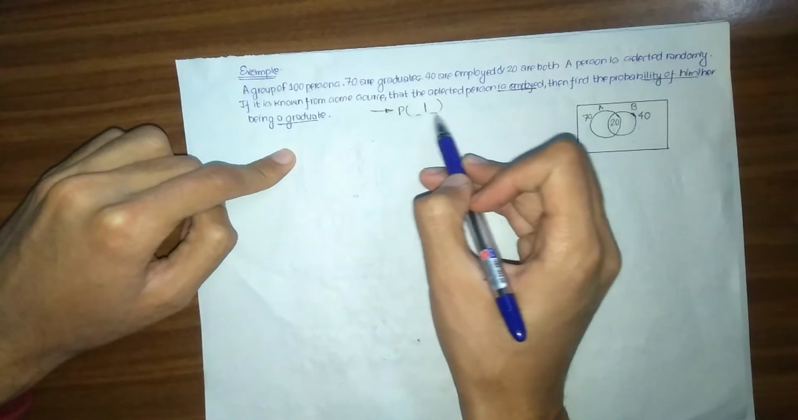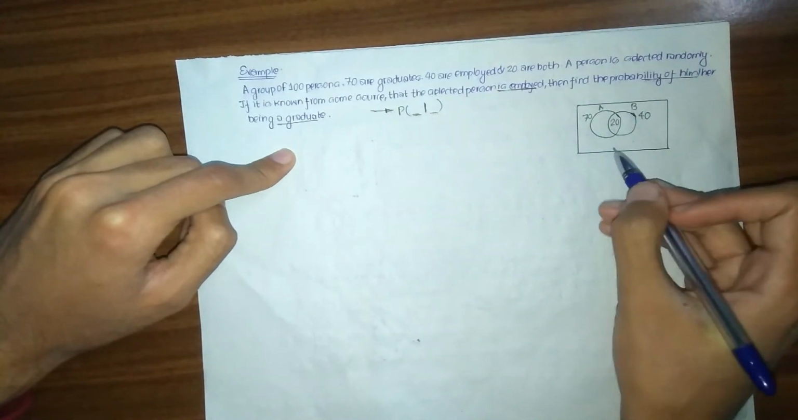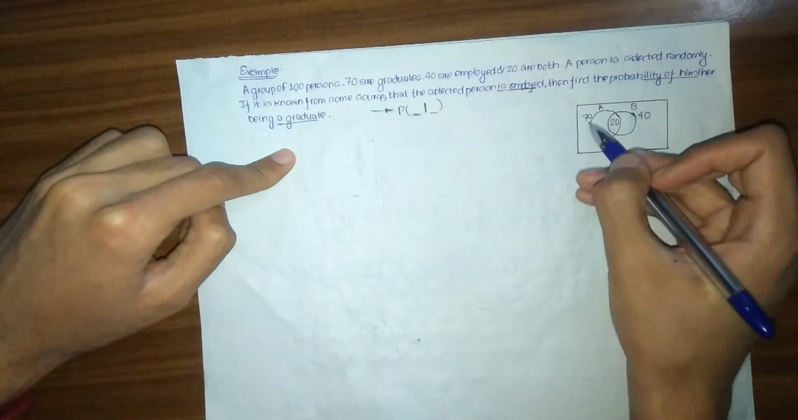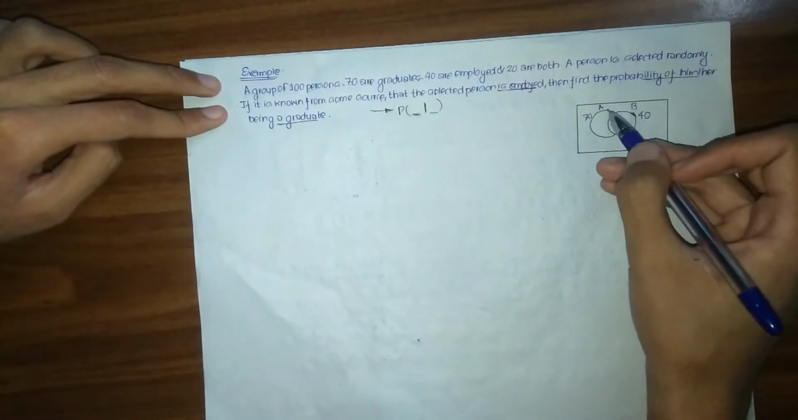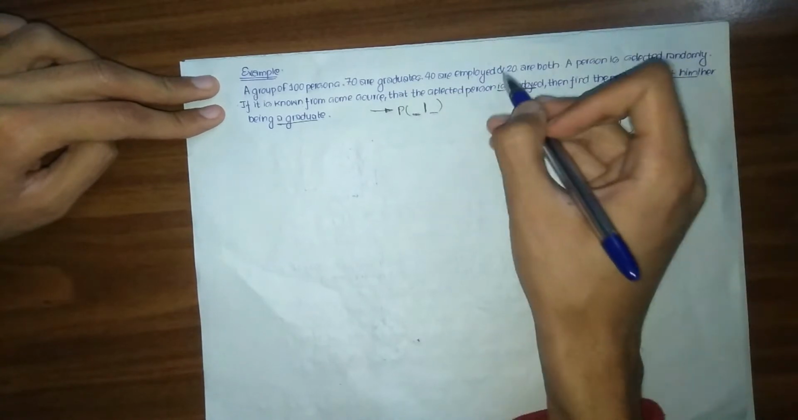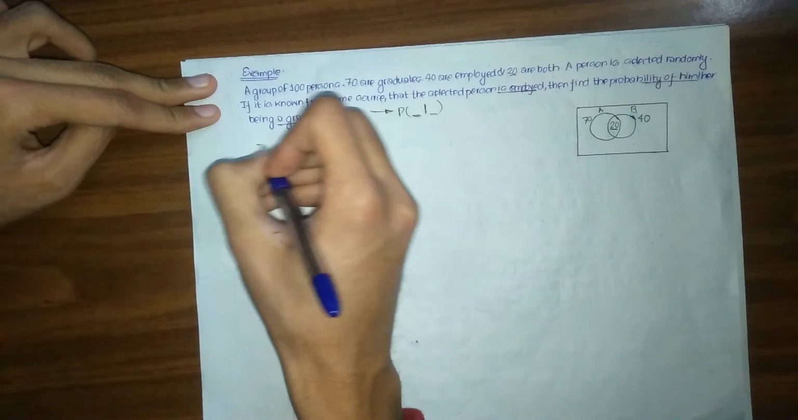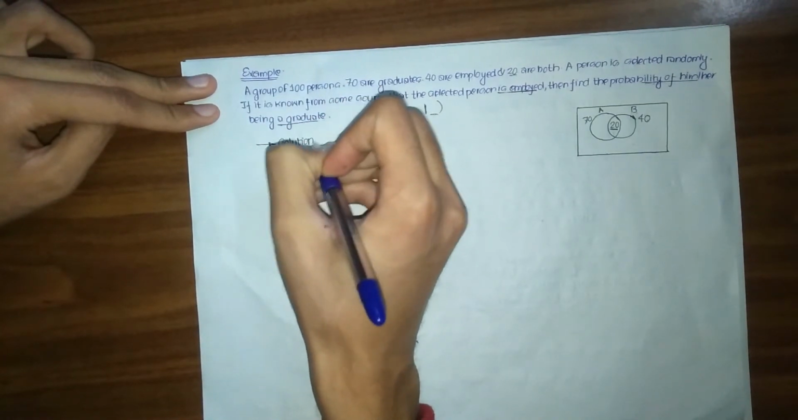Before telling what comes over here and what comes after this bar, I have drawn a Venn diagram to show this. Here A denotes graduate, which is 70, and B denotes employed, which is 40, and the intersection, which means being both graduate and employed, is 20. So we have written 20 over here. Let me begin the solution portion first.